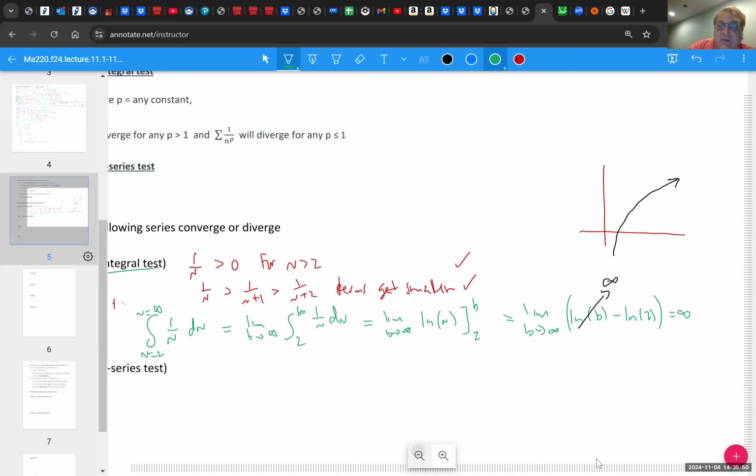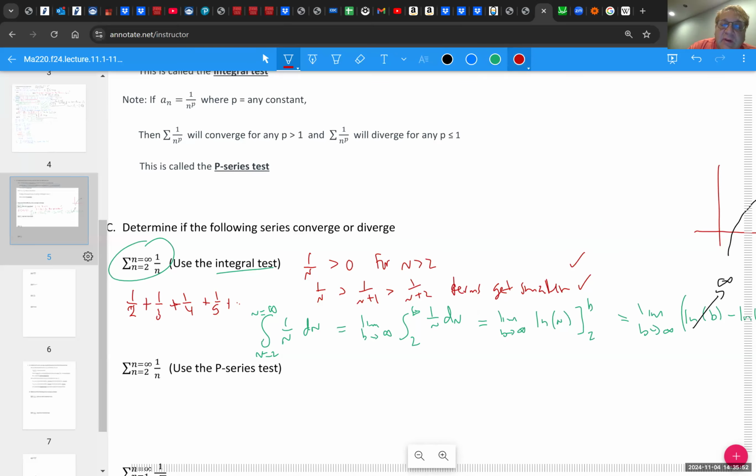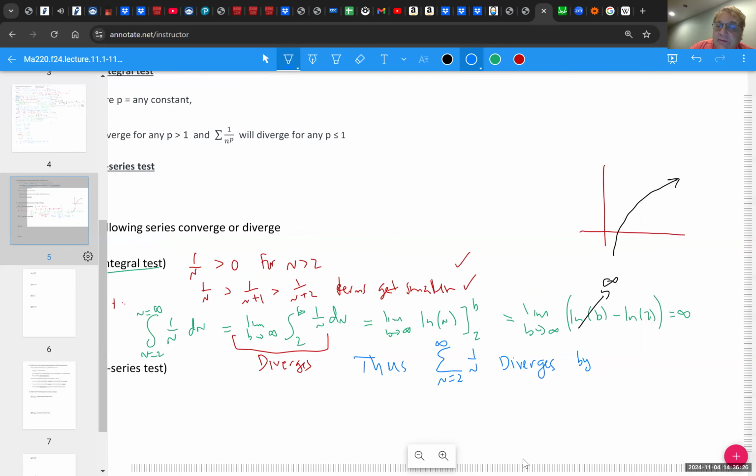So since the integral diverges, this thing diverges. And then I can say thus, according to the integral test, the series of 1 over n also diverges, because the series diverges or converges in the same way that the integral diverges or converges, as long as we have those basic ideas that the numbers are positive and getting smaller. Diverges by the integral test.